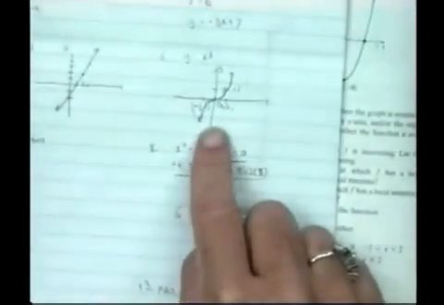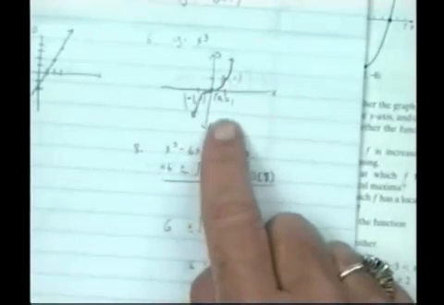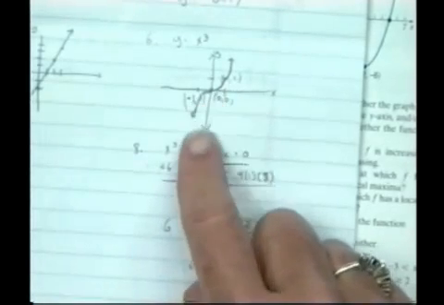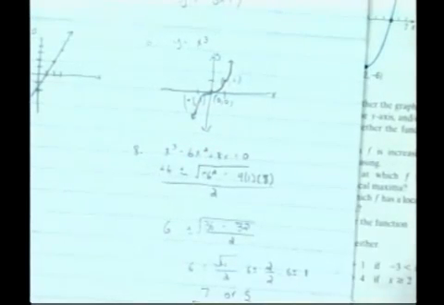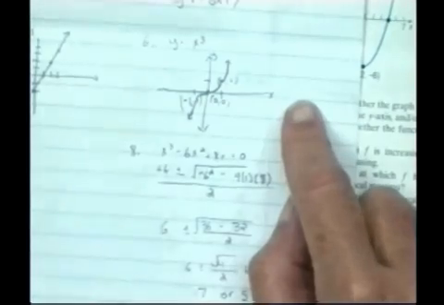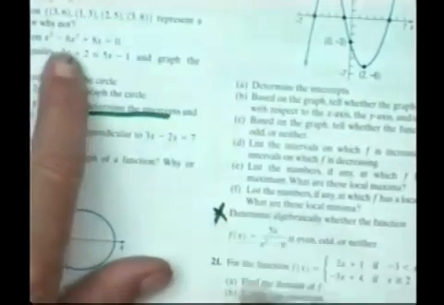Number 6. Oh, that one's going to be easy. Number 6. We're going to graph y equals x cubed. That's just your good old basic function that goes through 0, 0, 1, 1, negative 1, negative 1. Kind of hard to miss that one, isn't it? Questions? Too easy.